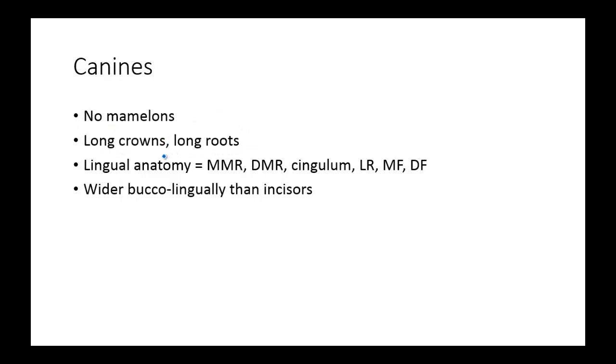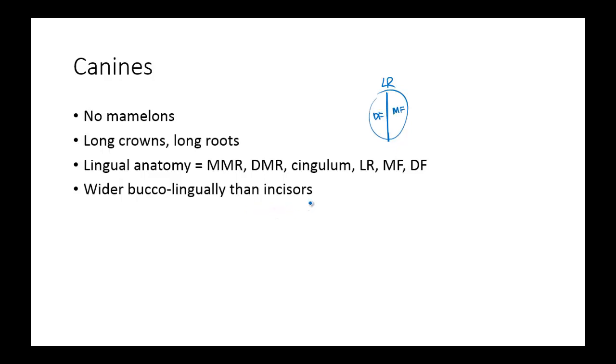The lingual anatomy is slightly altered. Instead of having that one lingual fossa, your lingual fossa is going to be split by a lingual ridge. What that does is split the lingual fossa into a mesial fossa and a distal fossa. And canines are much wider buccolingually than incisors.